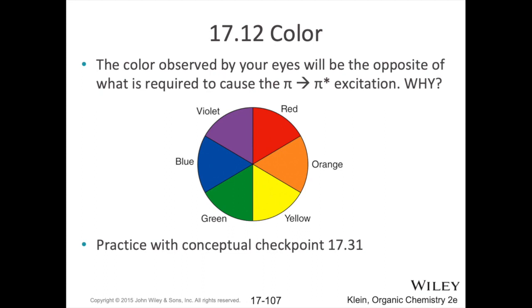Basically, if you look at our color wheel, the color opposite what you observe is actually the color that's being absorbed. So beta carotene looks orange, but that's because it absorbs blue light. Tomato lycopene looks red, but that's because it absorbs green light, and so on.